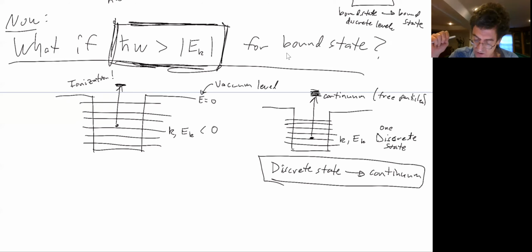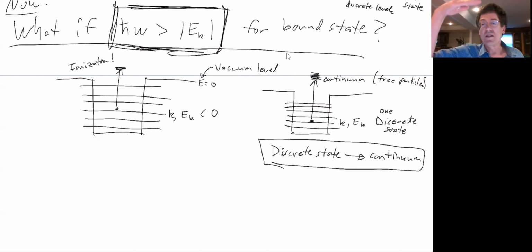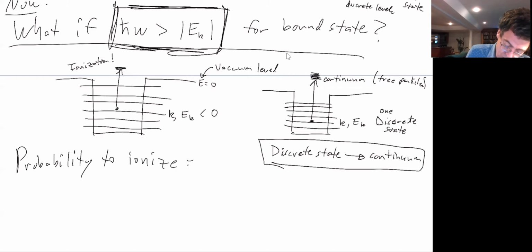And so what we can say now is we can ask ourselves, what is the probability to ionize the particle? As opposed to a probability to go to a discrete state, we now want to know what's the probability to ionize the particle. And it's different. And so now let's calculate the probability of ionization. Probability to ionize equals what?